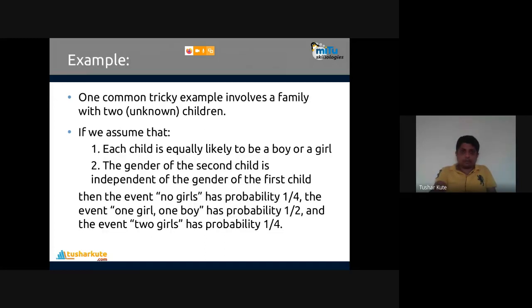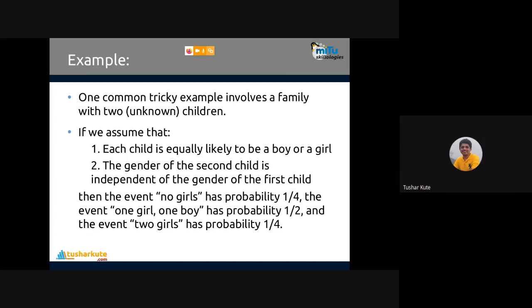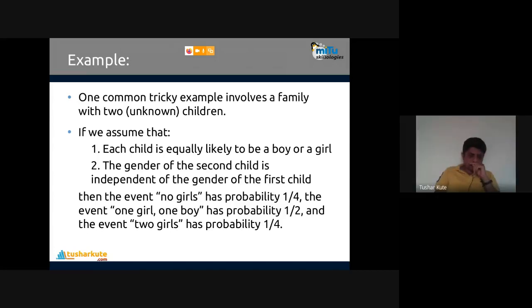Conditional probabilities. Check out the example, how it is done. A tricky example is there. I will show a program for that also, if we have time at the end of this session. One common tricky example involves a family with two unknown children. We assume that each child is equally likely to be a boy or a girl. Yes, it can be a boy, it can be a girl. The gender of the second child is independent of the gender of the first child. Yes, remember, they are not dependent, they are independent.